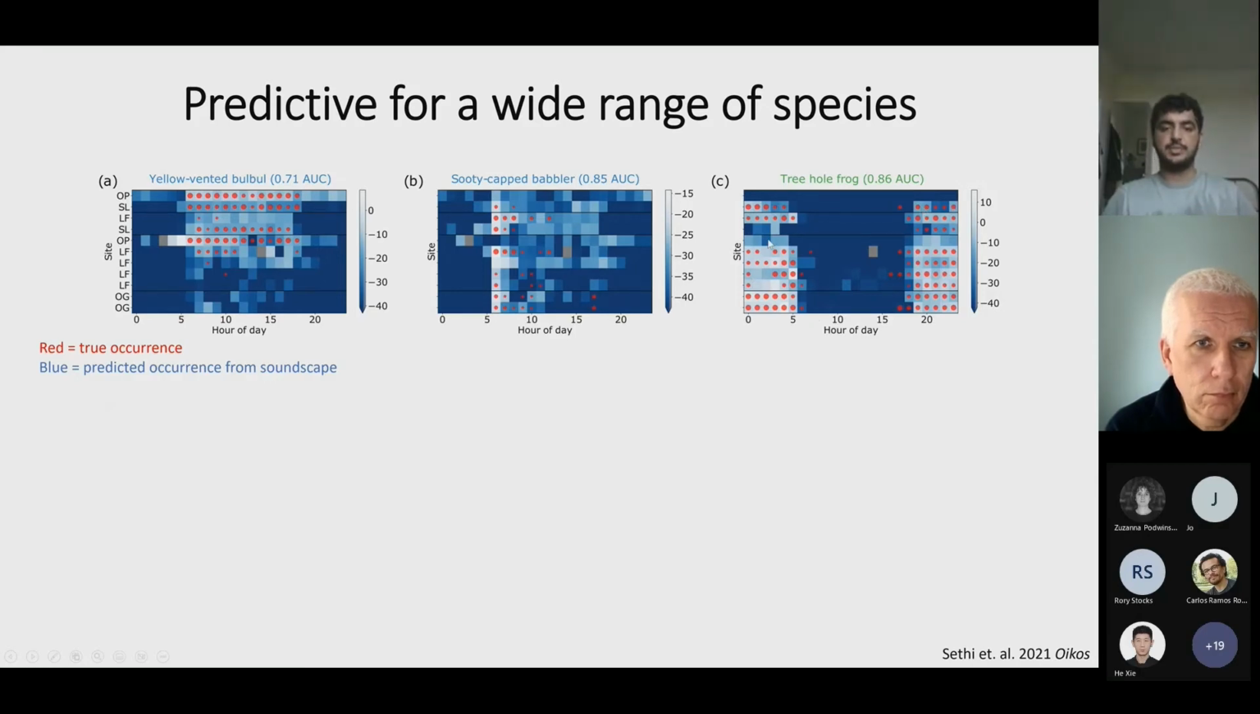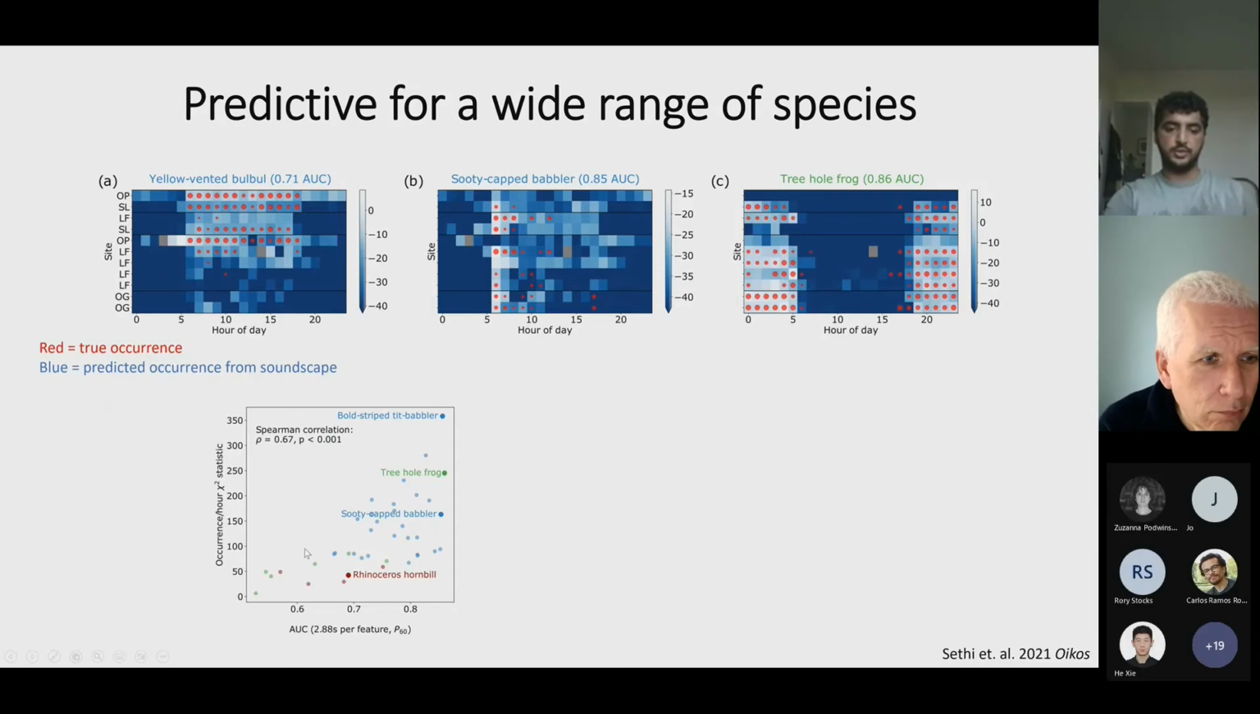So the soundscape is quite informative across a whole range of different types of species, because you're picking up on these coarse level changes in the soundscape. You're not actually too interested in what exactly the soundscape is at the time, so it's not overfit to any one type of soundscape.